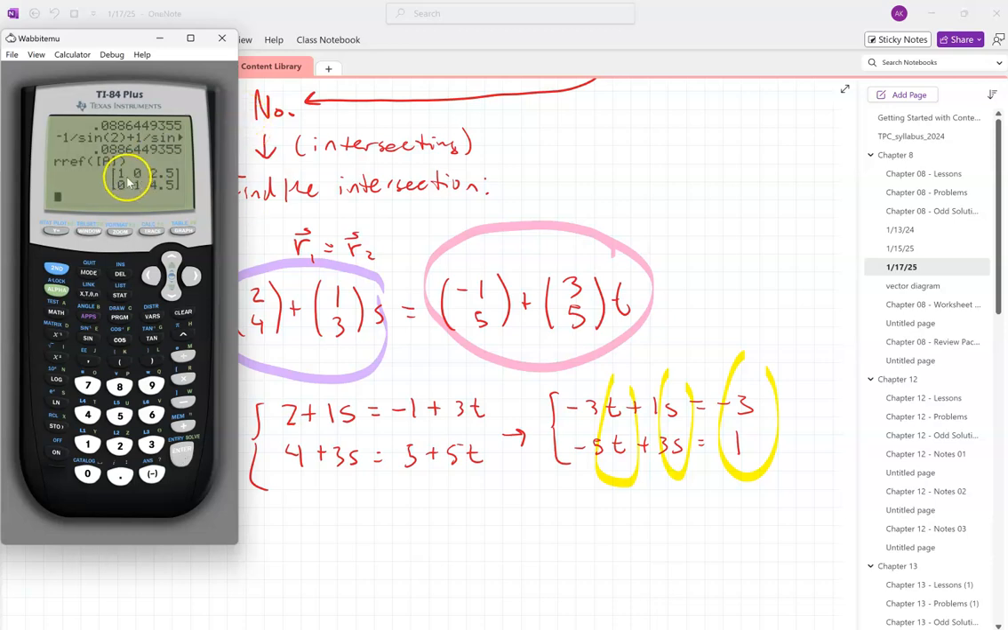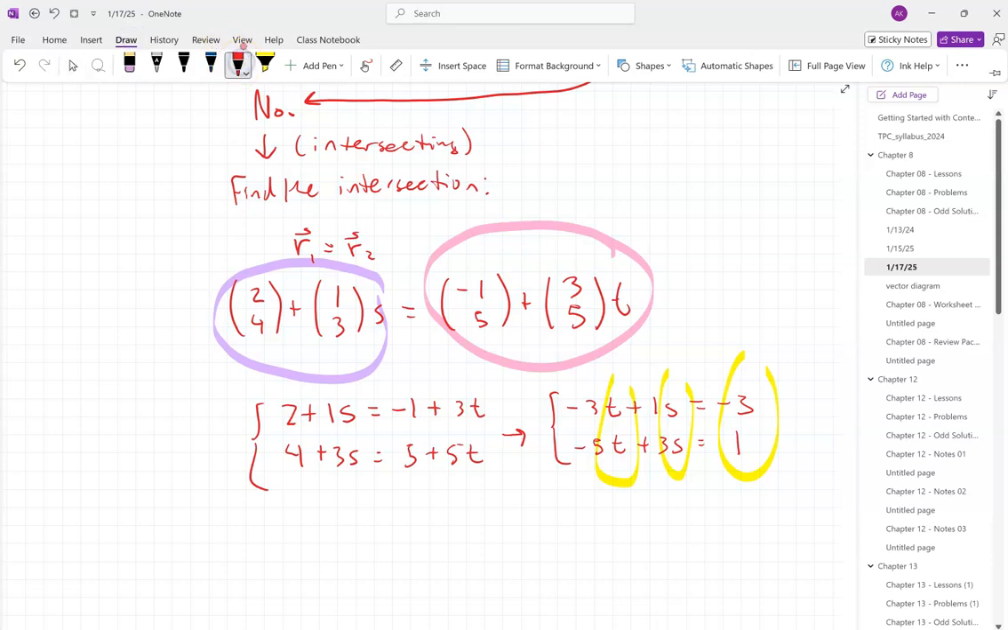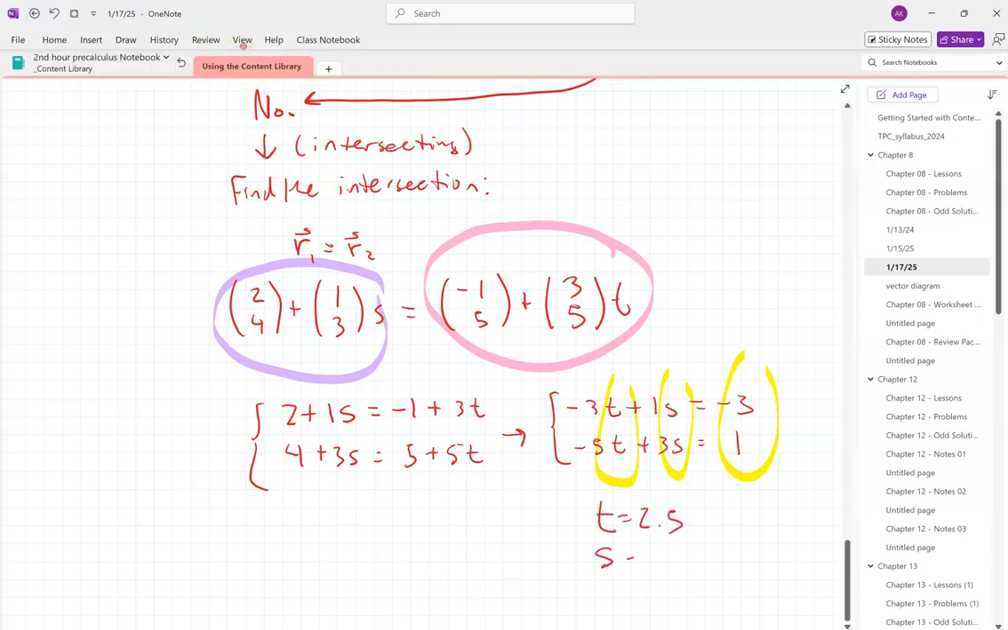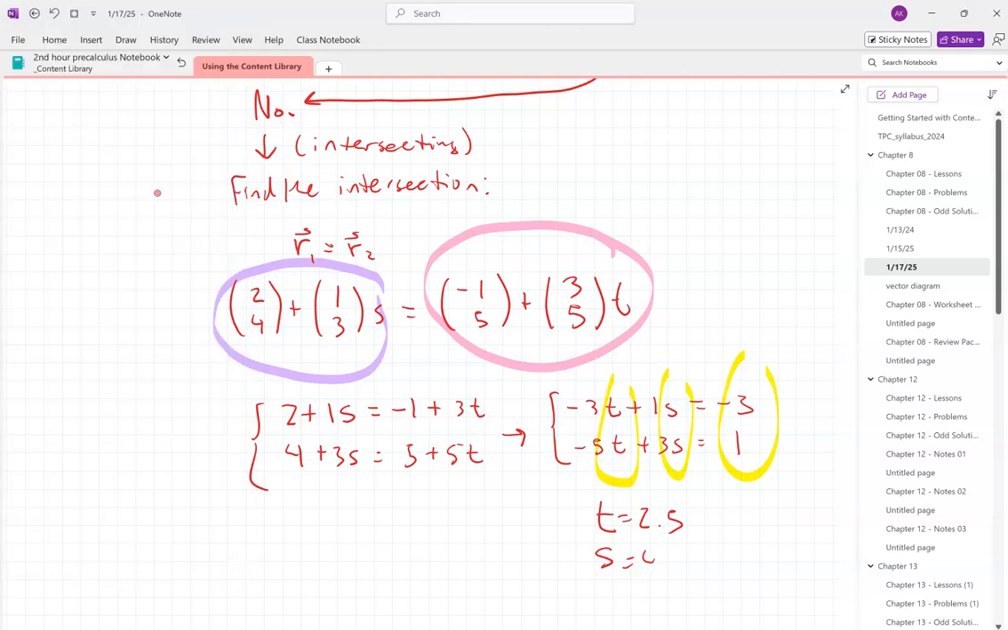So what this first line reads, it says 1x plus 0y is equal to 2.5. I should say 1t plus 0s is equal to 2.5, or just t is 2.5. And if I look at the second line, this says 0t plus 1s is equal to 4.5, or just s is 4.5. So far, so good. This is not my point, though. This is just the key to get me my point.